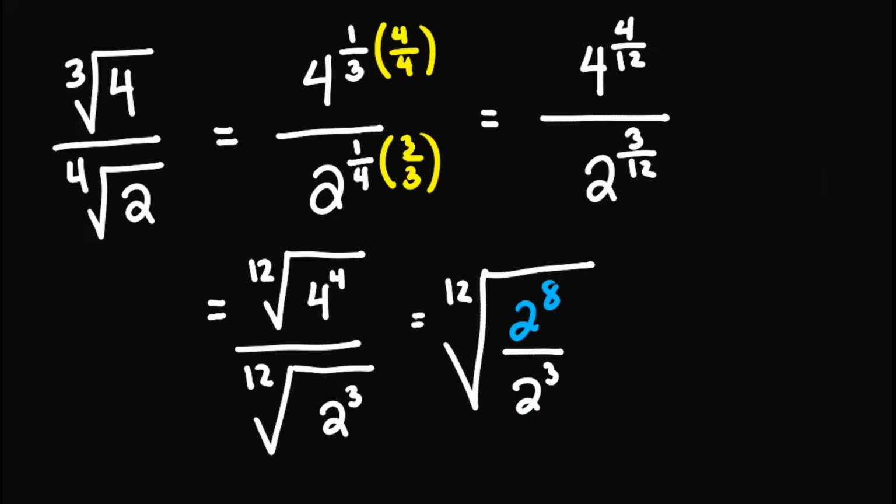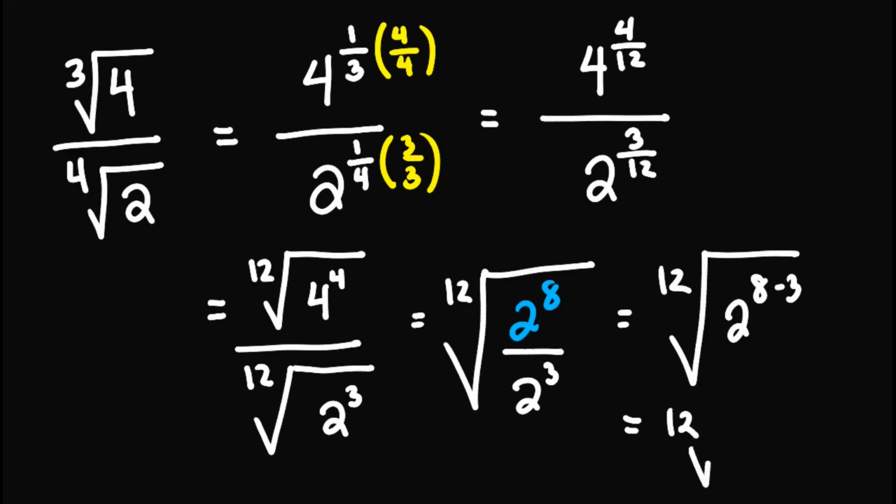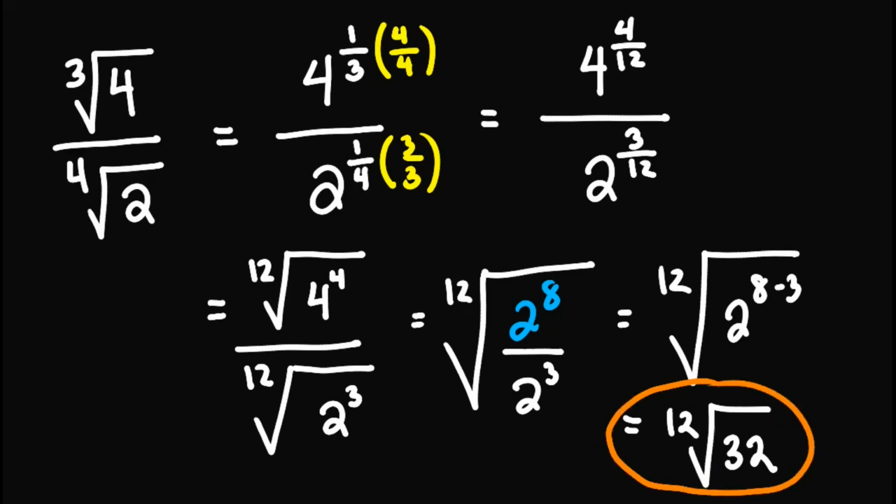Now we can apply laws of exponents out here since we have the same base. We know that the outcome is the 12th root of 2 raised to 8 minus 3, or when simplified, that is the 12th root of 2 raised to 5. Or 2 raised to 5 is 32. And this one out here is the answer for this problem.